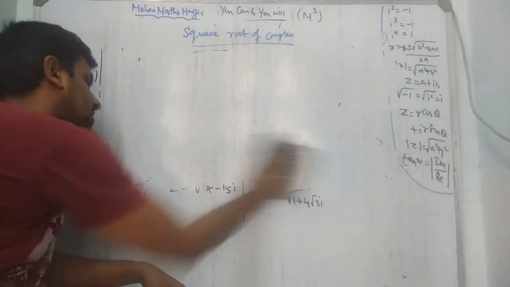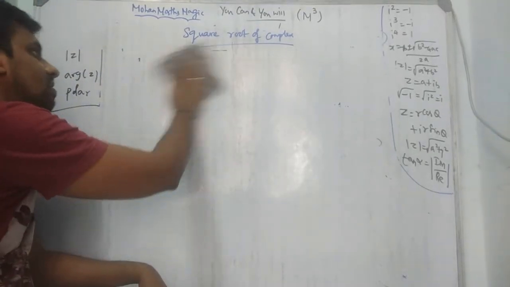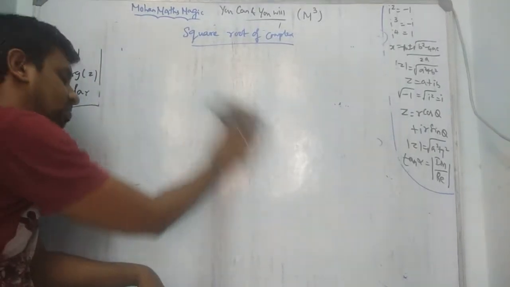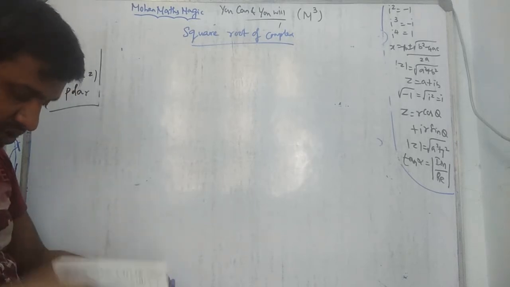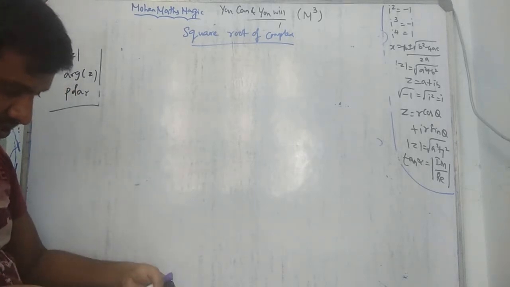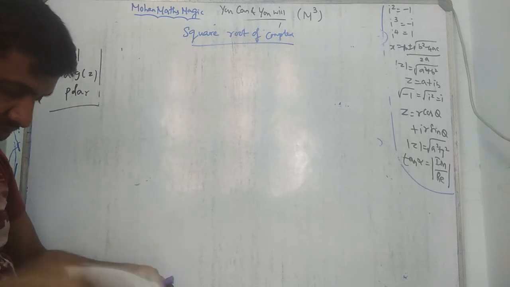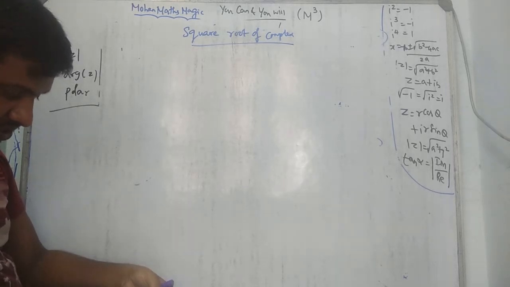Use the result (x square plus y square) the whole square equal to (x square minus y square) the whole square plus 4x square y square. So the remaining things, I completed in complex numbers: amplitude, argument, quadratic equations.